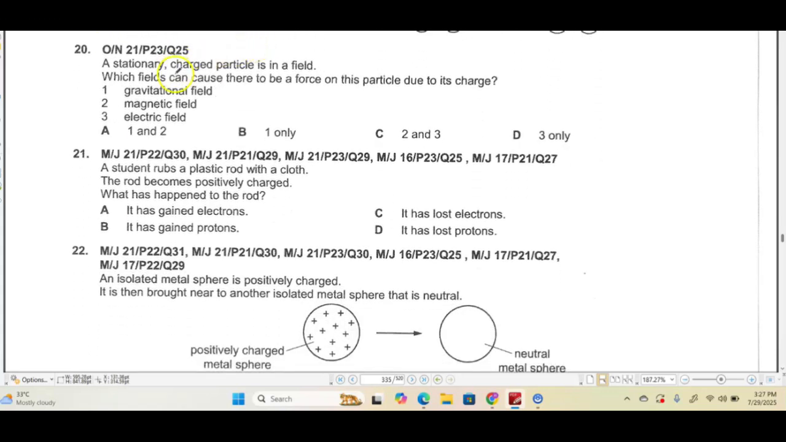Question number 20. A stationary charged particle is in a field. Which field can cause there to be a force on this particle due to its charge? Gravitational field charge की वजह से नहीं होता. Magnetic field जो है वो charge की वजह से नहीं होता. It's due to a magnet. It might be due to that, but the force on the particle due to its charge would only be due to an electric field. So D only is the correct answer. Yani C only is the correct answer.